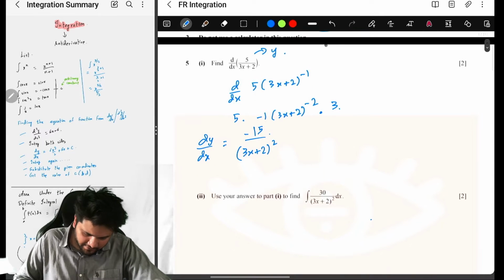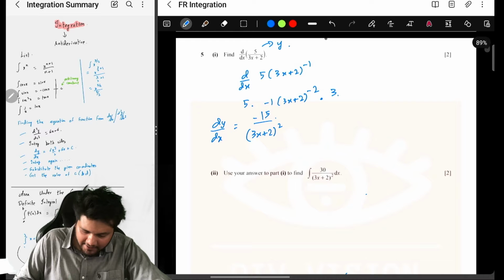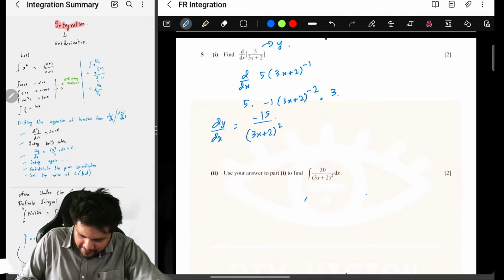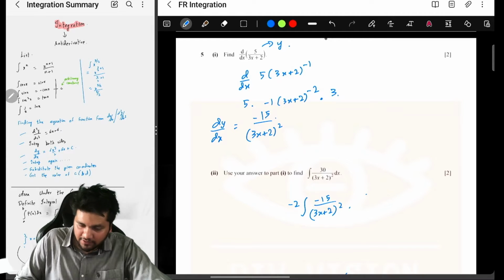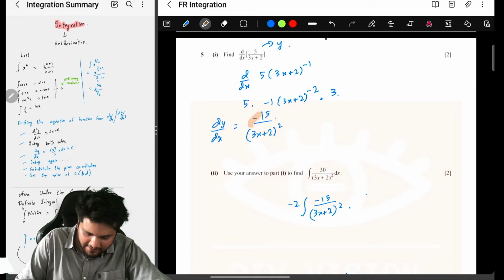Now using your answer of part 1 to find this thing. Now see here, this integral can also be written as -2. I'll take out -2 common. This is nothing but -15 upon (3x plus 2) to the power of 2. Why I'm doing this thing? Because I'm trying to make this as this.